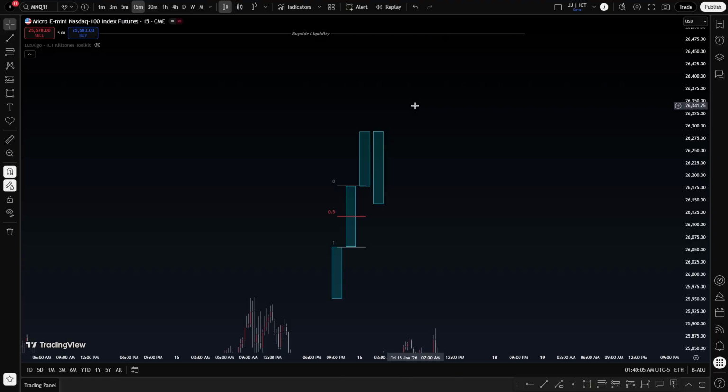But whenever price is running to liquidity, that's the number one priority: seek liquidity. The second priority is to rebalance imbalances, and the third priority is to rebalance to an equilibrium of a dealing range. So rebalancing imbalances is only the second priority that it has.